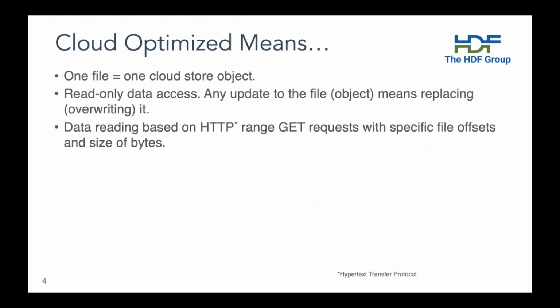I'm going to skip around this just to mention that the main mechanism for reading data from files in object stores is using HTTP range GET requests. These are typical HTTP GET requests for those who are familiar with the HTTP protocol. But this time, you're not requesting the entire resource. You're saying, I want just a part of that resource, from this byte and for this many bytes. That's the main mechanism for reading data from a single object.